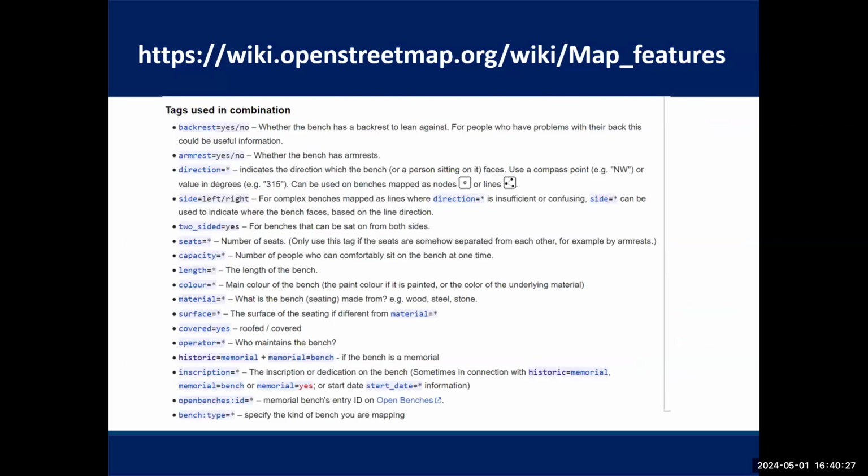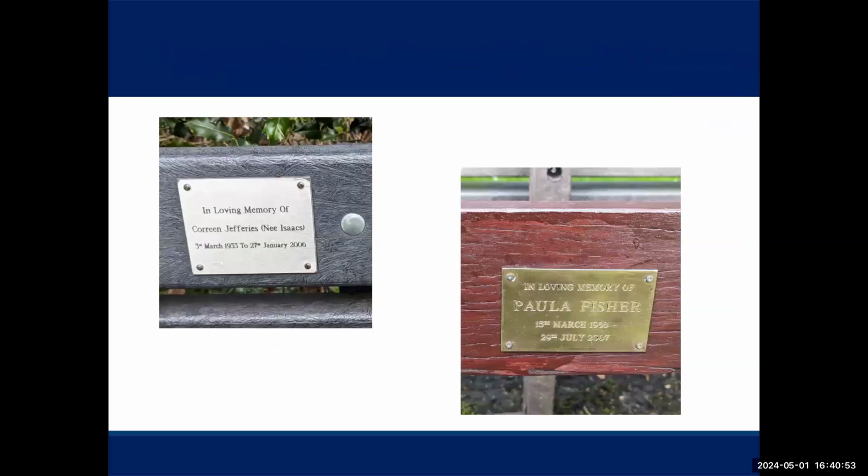In terms of tags, there's a surprising number of tags you can add, the majority of which are optional. So it has tags such as whether it's got a backrest or an armrest. There's tags on the material it's made out of and the colour, the number of people that could sit there. And in our case, it has whether or not the bench has an inscription. In our case, at least 2 of the benches have got inscriptions, and we're going to be adding this as a tag to OpenStreetMap.